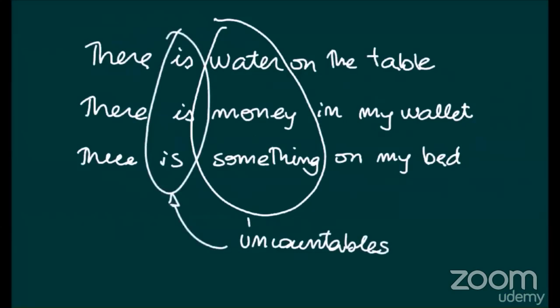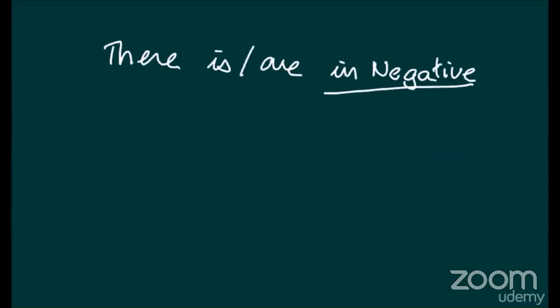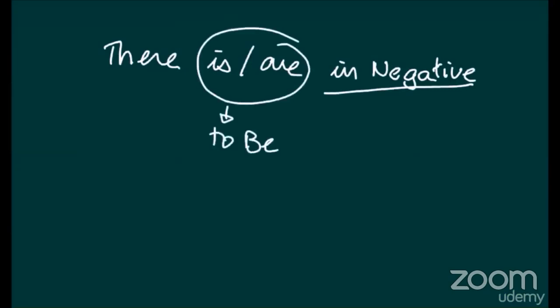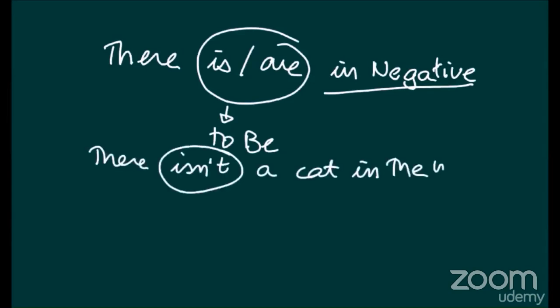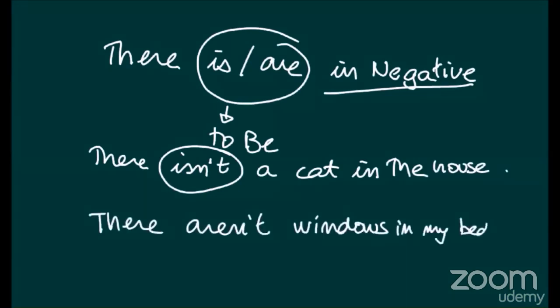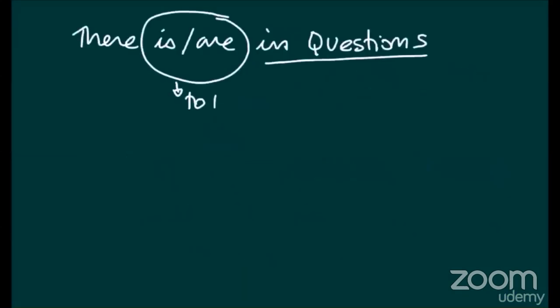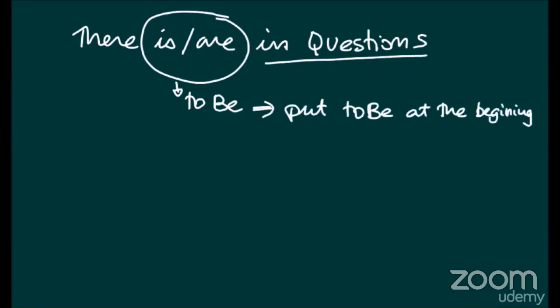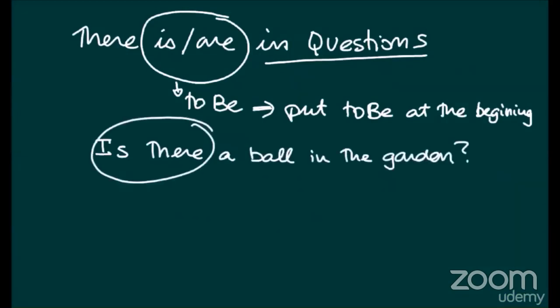Let's see how we do the negatives. As there is or there are has a verb to be, we just put the verb to be negative. Look at the examples. There isn't a cat in the house. There aren't windows in my bedroom. Now let's see the questions. As we have a verb to be, we do a question like we do in the present simple. We just put the verb to be at the beginning of the sentence. For example, is there a ball in the garden? Are there good restaurants in your town?